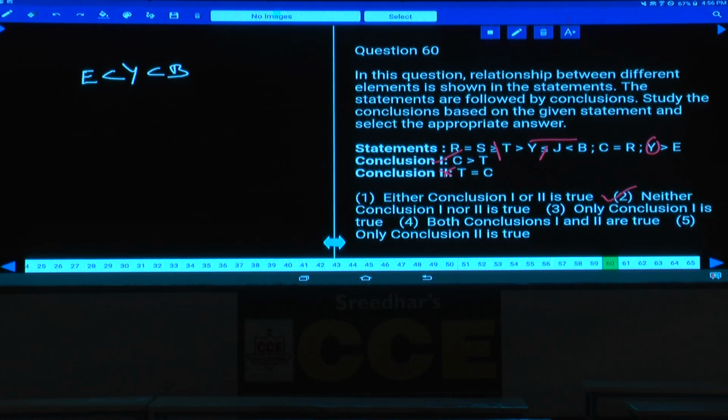Then question number 60, the relation between C and T. Now C is here and T is here. What is the element which is common here? R is common.